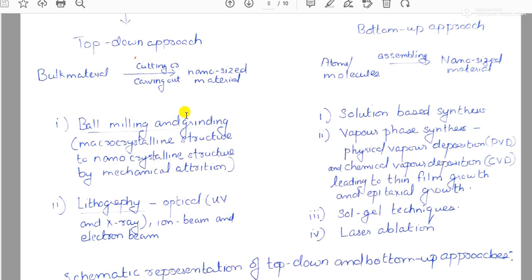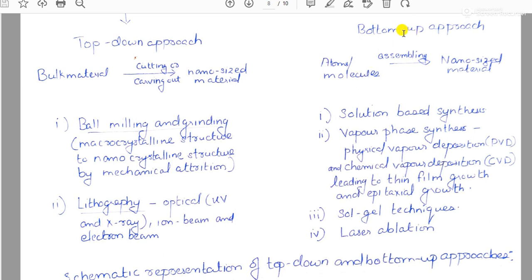Generally, there are a wide range of techniques that can be categorized as top-down approach or as bottom-up approach. For example, ball milling and grinding. This is a top-down approach where through a mechanical attrition process nanocrystalline substances are synthesized. Then lithography is another top-down approach where we use either optical lithography, an ion beam or an electron beam for creating the lithography patterns.